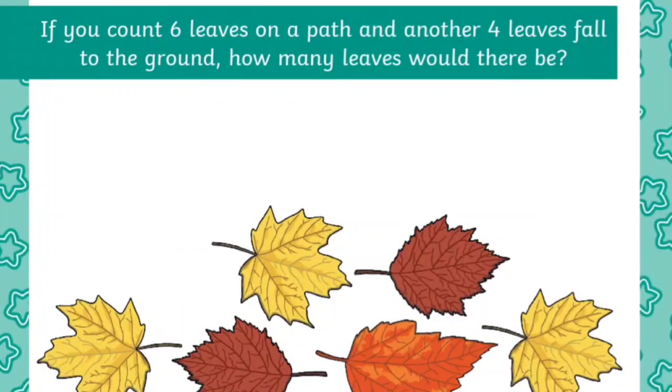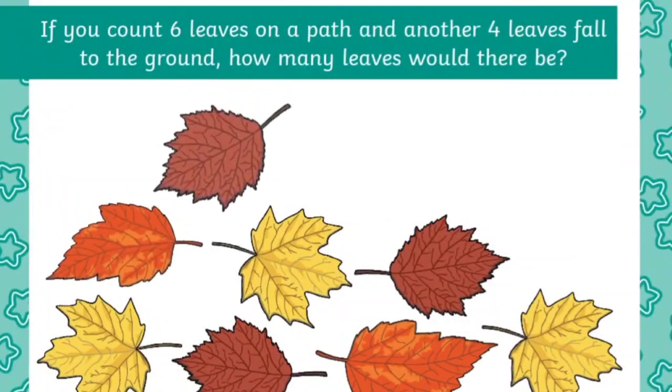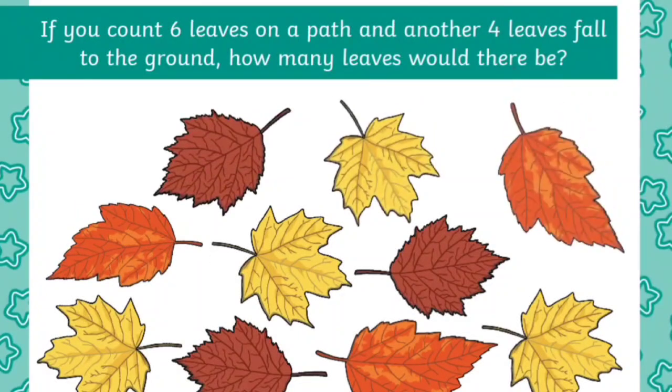If you count 6 leaves on a path and another 4 leaves fall to the ground, how many leaves will there be? We have 6 and we will add another 4, so we will have 10 leaves.